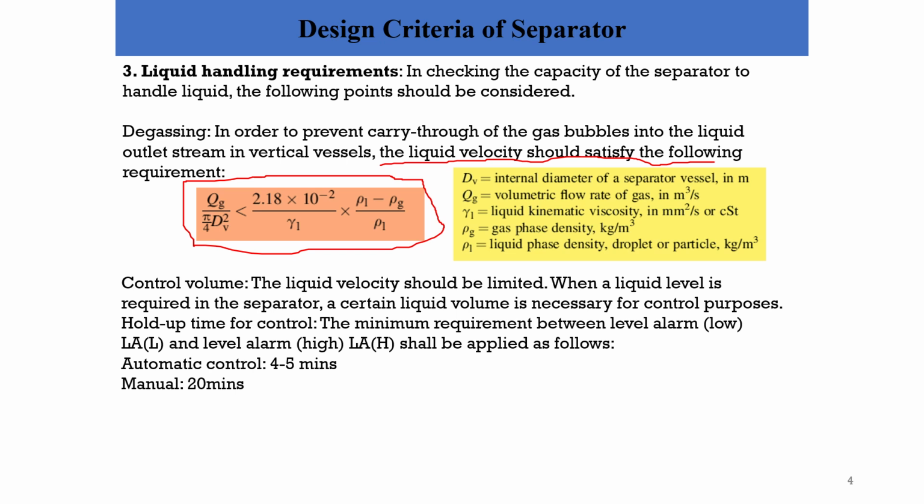And I think you know this from control or from plant design, which is the level controller, or what we call the level alarms, the low level alarm and the high level alarm. Normally if you are applying automatic control, you will need a difference of 4 to 5 minutes between the low level alarm and the high level alarm. And if you are doing manual control, the difference between the low level alarm and the high level alarm should be around 20 minutes, which means that you will give time for the operator to run to that separator and start to take action on that valve specifically.